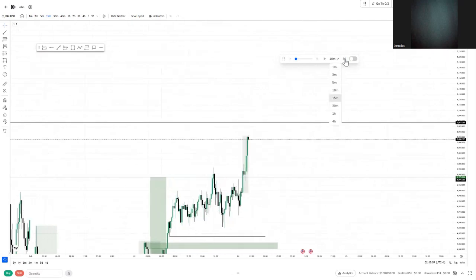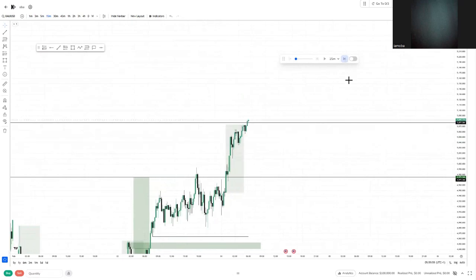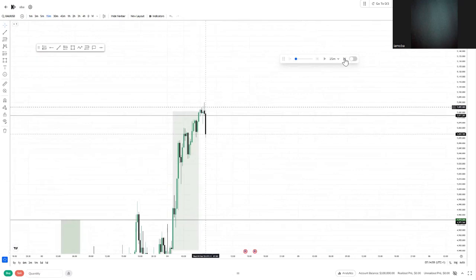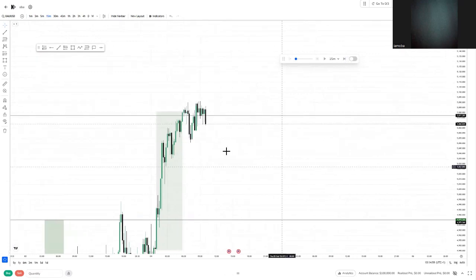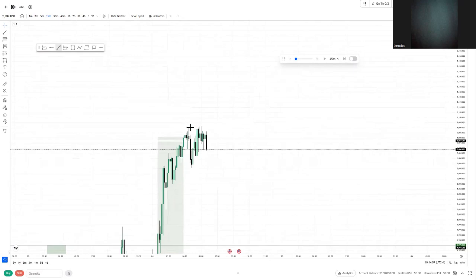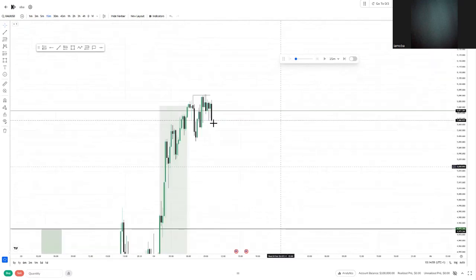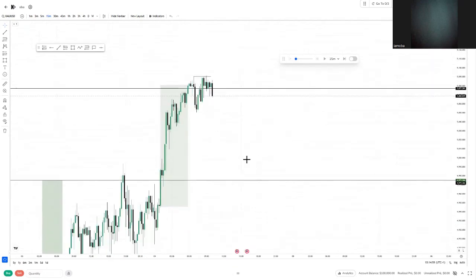So you can see, from this point, the Asia high swept by London. Another sweep of liquidity, a stop hunt, which shows that we are already showing bearish signs. And from this point, I have liquidity resting at this point.